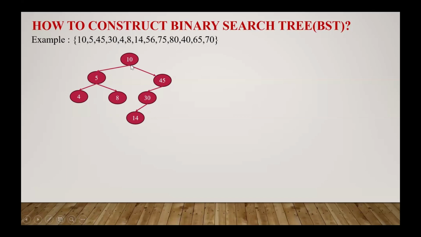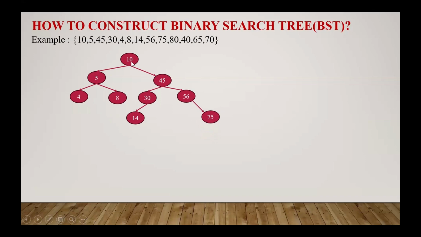Now 56. So this is 10. 56 is greater than 10, so we move to the right child, right side node. Then 45. Our element is 56, which is bigger than 45, so it becomes the right child. Then 75. 75 is greater than 10, so on the right side we have to move to 45. Then 75 is greater than 45, so again we have to move to 56. 75 is greater than 56, so we have to make the connection here.